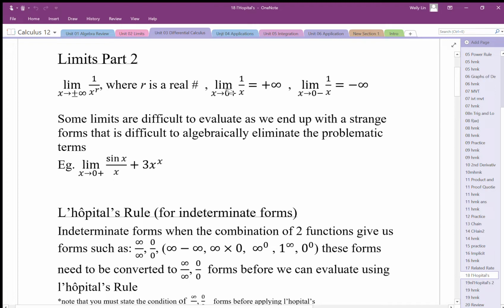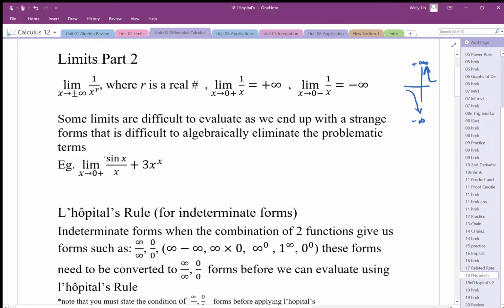If I divide by 0 from the positive side, I'm going to end up with positive infinity. If I divide by 0 from the negative side, I end up with negative infinity. Just to briefly show you why, if I approach it from the negative side of 0, it's going down to negative infinity. Approaching from the positive side of 0 is going to go up to positive infinity. So those are the basics.